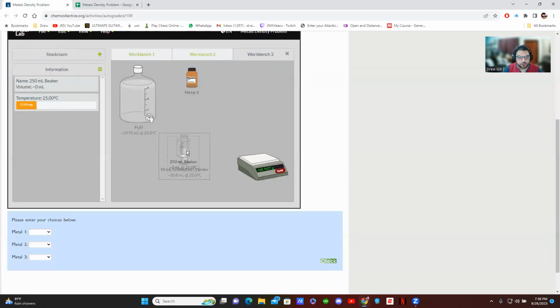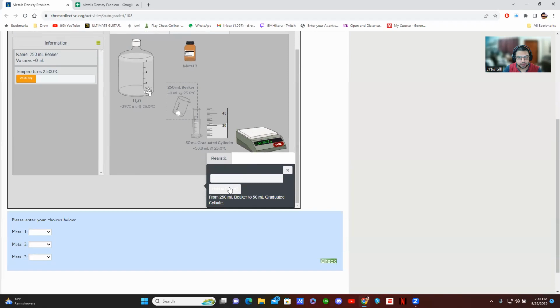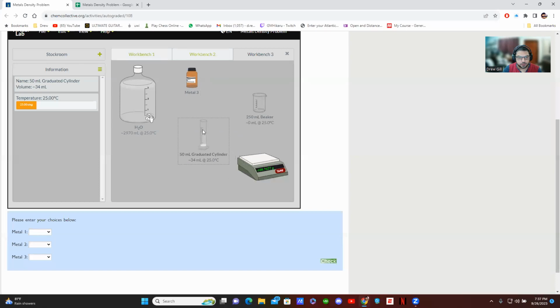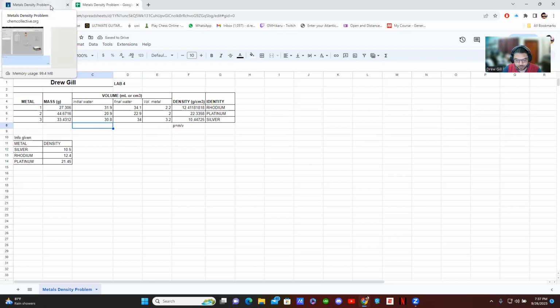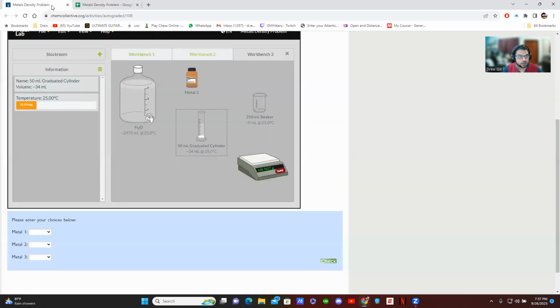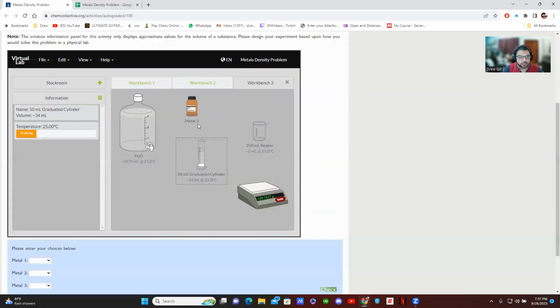And then I'll pour the contents of my beaker into my graduated cylinder. And now it's at 34 milliliters. Which gives us the density of 10.44725, which is in fact silver. So now we've properly determined all the different metals in our equation.